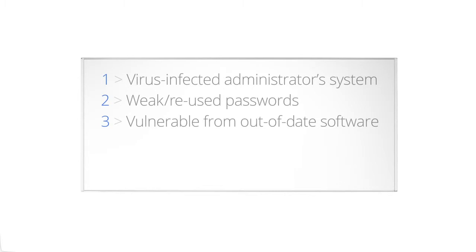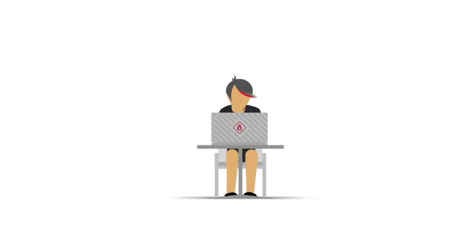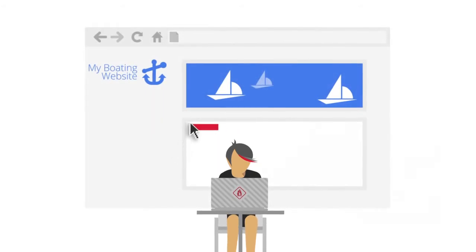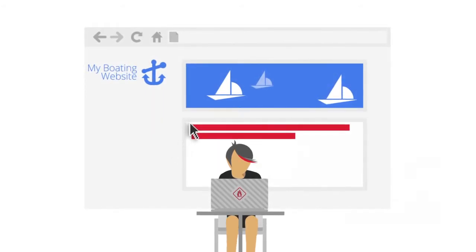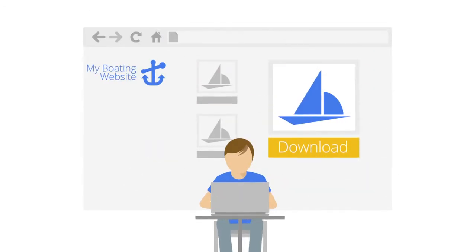The last vulnerability exploited by hackers I'd like to cover is permissive coding practices, such as open redirects and SQL injections. Permissive coding practices provide cybercriminals an open door to your site. By exploiting lenient code, the hacker is able to perform many harmful actions. One example of permissive coding is open redirects.